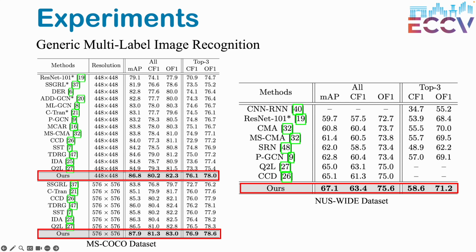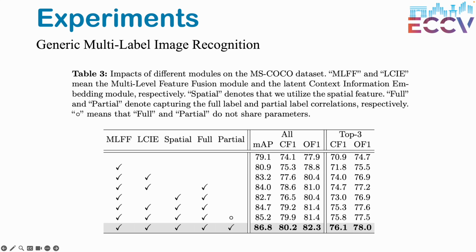We conduct extensive experiments on generic multi-label image recognition and partial label multi-label classification. For the generic multi-label image recognition task, our method outperforms previous methods on both MS-COCO and NUS-WIDE datasets. We also conduct ablation studies to verify the effectiveness of each module involved in our framework. Table 3 shows the performance by progressively integrating the above 5 modules.